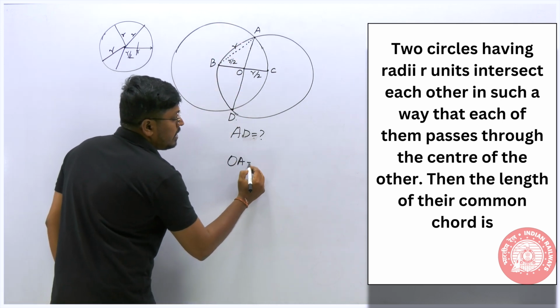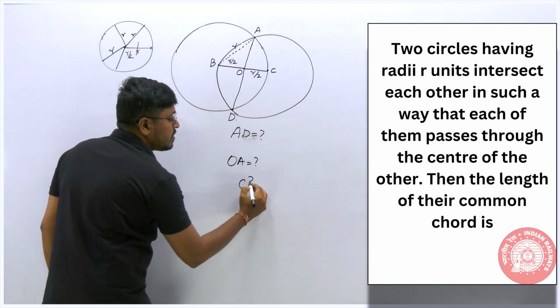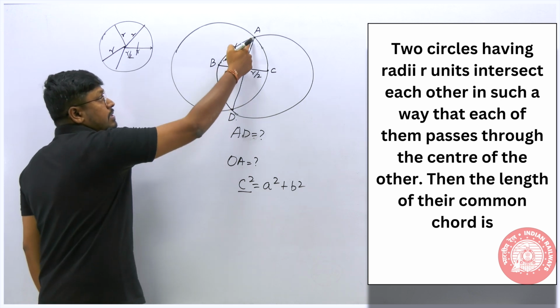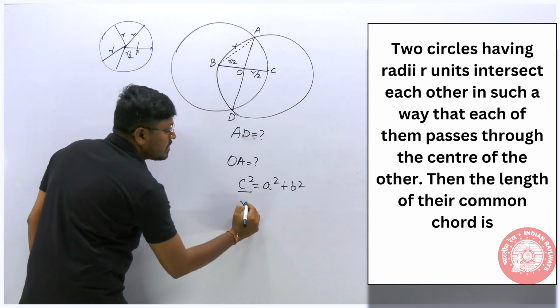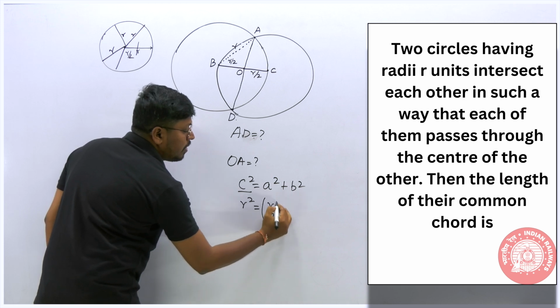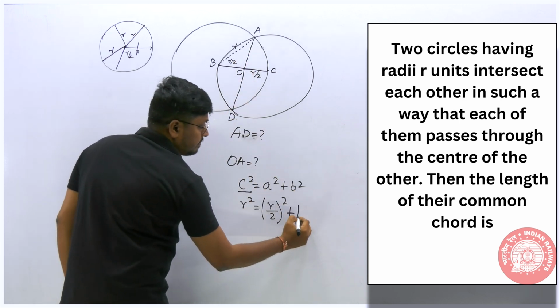We can say this is the Pythagoras theorem. If we use the Pythagoras theorem, c square is equal to a square plus b square. What about c square here? C square will be the slope, which is r square. a square will be the base value, which is r by 2 the whole square, plus b square. That value is unknown, right?